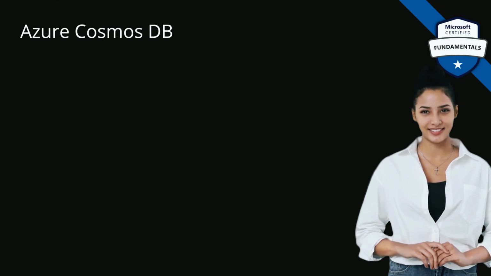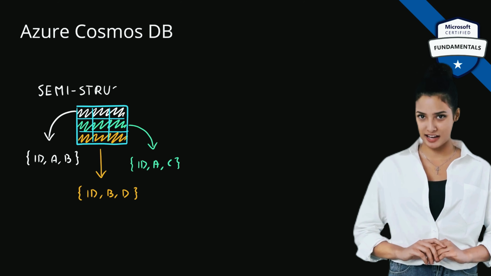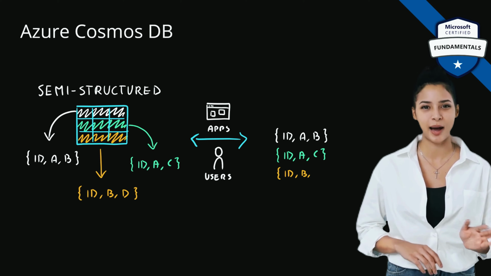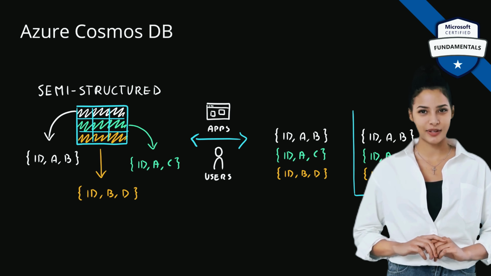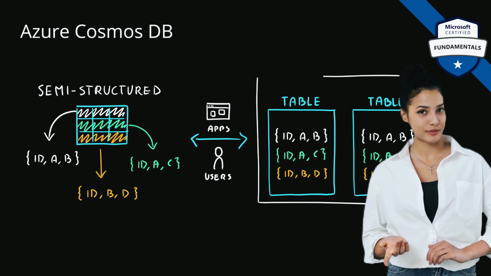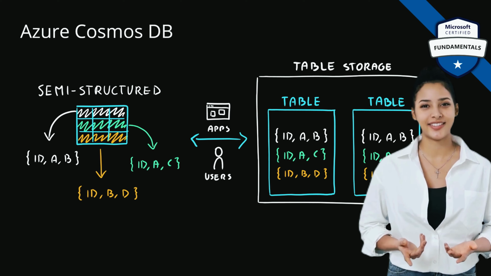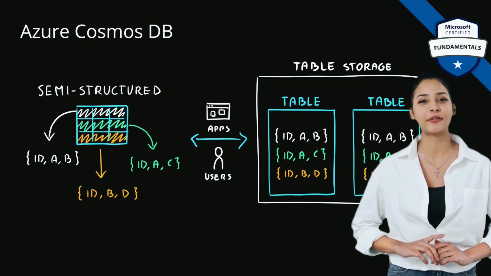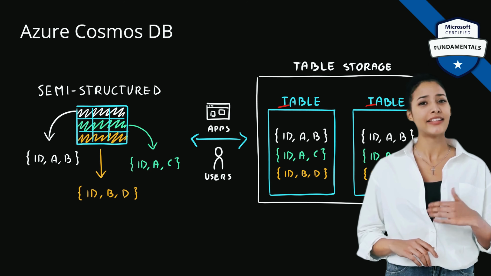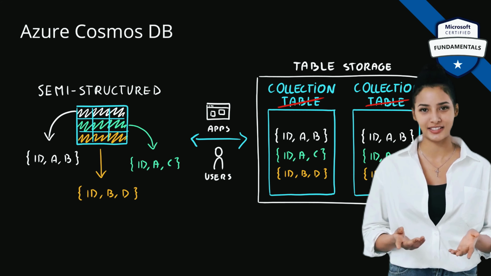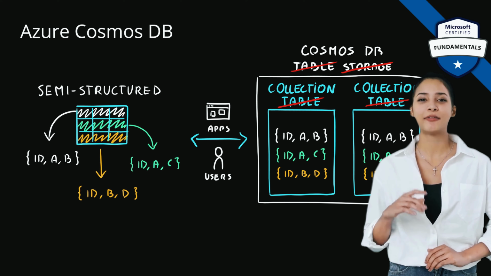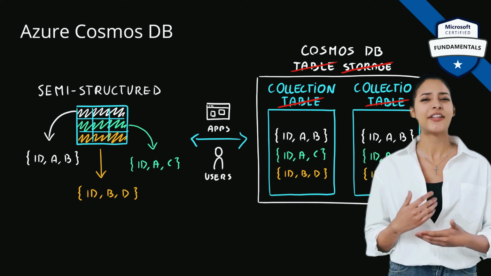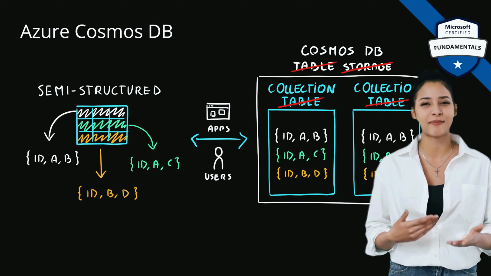and the first service that we learn about today is Azure Cosmos DB. In the last episode, we talked about how semi-structured data sets can be uploaded by either users or applications to table entities hosted by Azure Table Storage Service. In that sense, table storage and Cosmos DB are very similar, except that instead of table entities, you have collections in Cosmos DB. But the difference between the two services lies somewhere else.